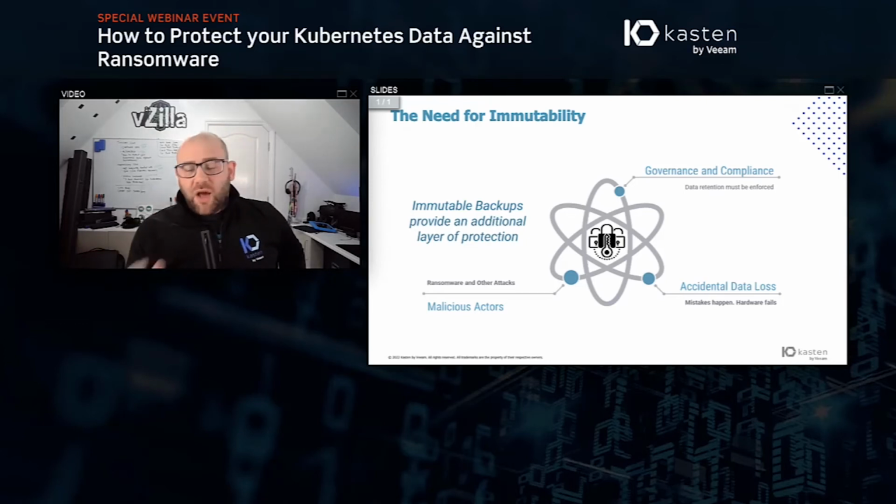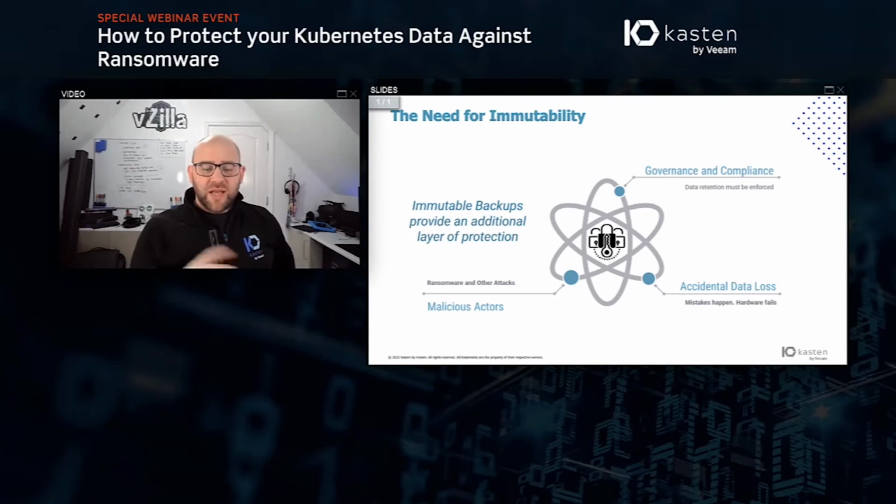So I think I've already kind of covered the need for immutability, but just to summarize what that looks like. So we've obviously got malicious actors, ransomware, and other attacks on our data. And again, it doesn't matter what platform that is. We've also got the requirement around governance and compliance and data retention, where it must be enforced. And we have that accidental data loss. People make mistakes. So they're the three key areas. And I mentioned another two with internal and external, and you could couple those in there. But immutable backups provide that extra layer of protection.